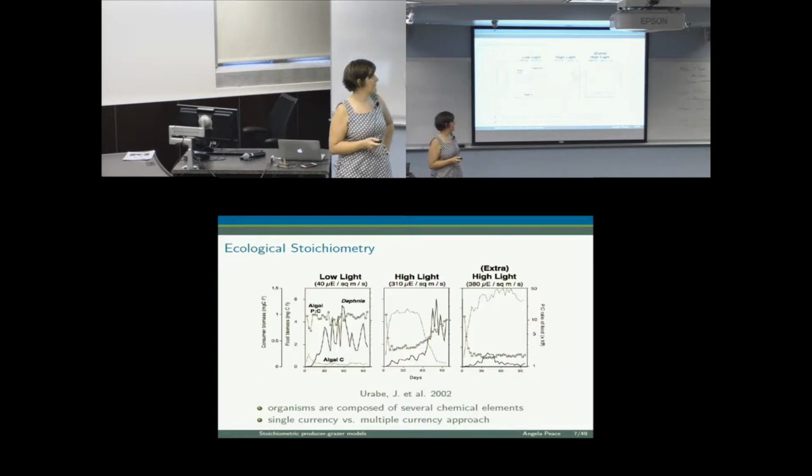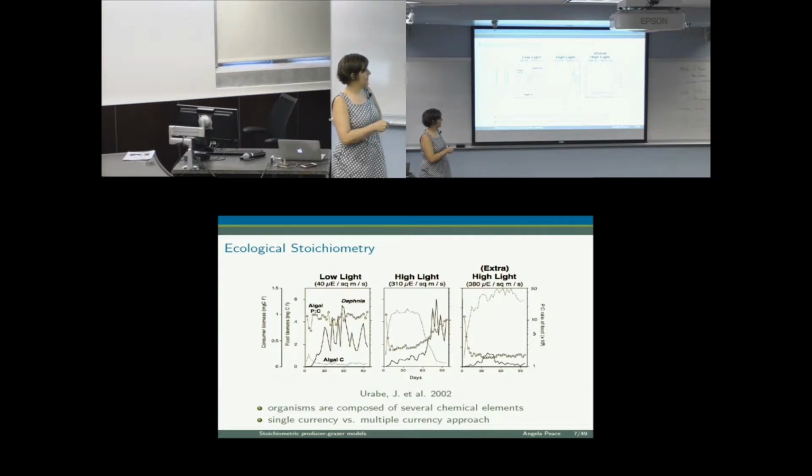So here's some data collected by Urabe and others in 2002 of the same system. So here they have green algae and Daphnia. And they gave different light treatments for these. So under low light, you have this first panel right here. This dotted line is the algae population, and it's measured in terms of carbon per liter. So again, the same measurements that we have for our model right now. This solid line here is the Daphnia population, again in carbon per liter.